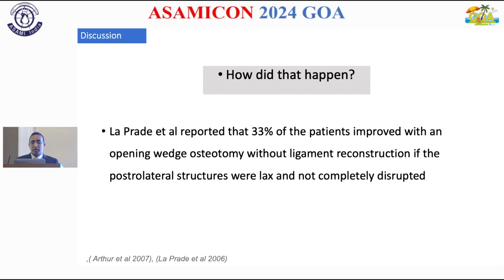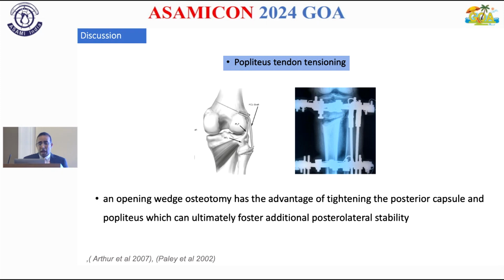Labrat reported that 33% of the patients improved with an opening wedge osteotomy without ligament reconstruction if the posterolateral structures were lax and not completely disrupted. So, an opening wedge osteotomy has the advantage of tightening the posterior capsule and the popliteus, which can ultimately foster additional posterolateral stability. Why? Because the origin of the popliteus lies in the posterior aspect of the proximal tibia, and in the opening wedge osteotomy, we increase the surface area of the popliteus, so the popliteus is more tensioned.